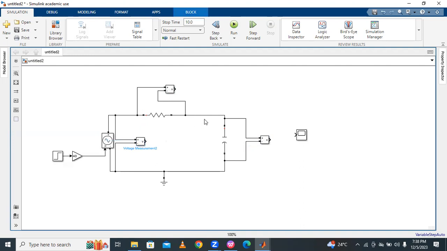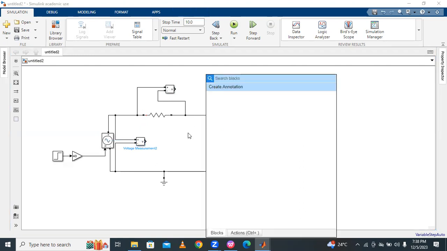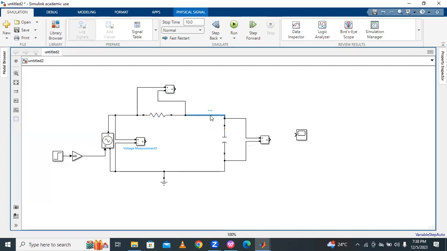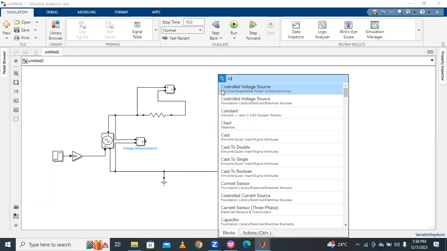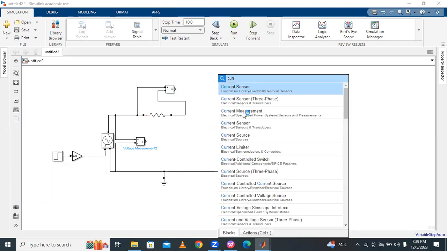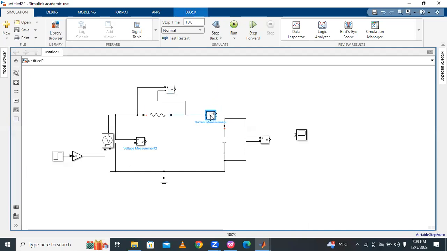Okay. And also, if you want to find the current I of t, take a current measurement and place it here, and connect here like this. This is the current measurement. So, input voltage, voltage across the resistor, and voltage across the capacitor.